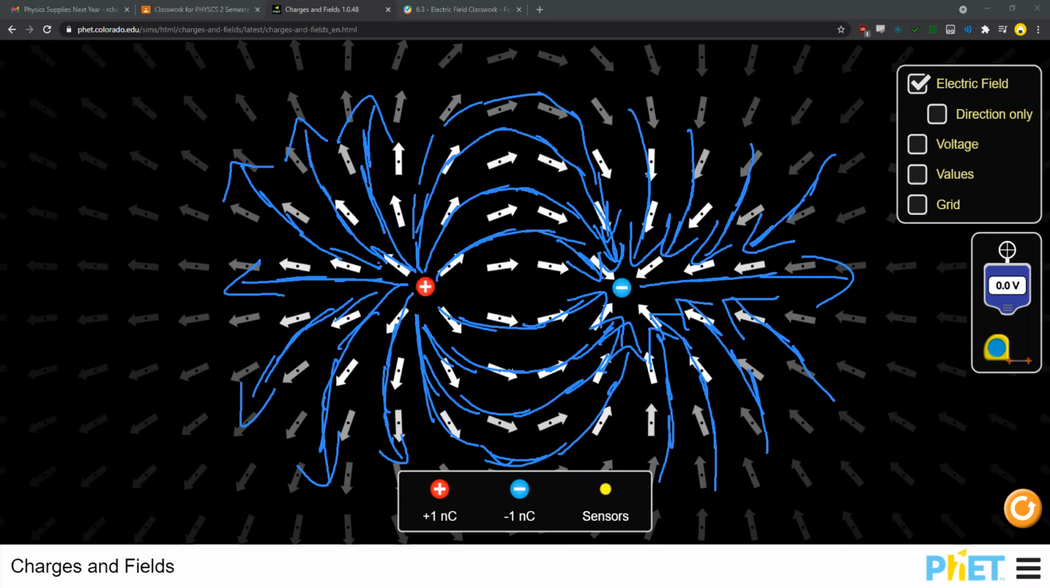Also, electric fields are not magnetic fields. They're two very different things. Electric fields are not magnetic fields. Magnetic fields are actually, I mean, they're both real, but they're two completely different things, or a result of two completely different things.